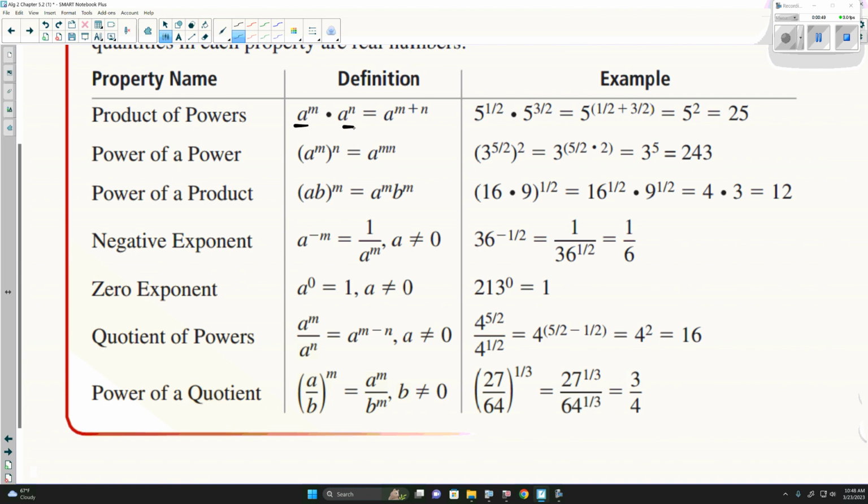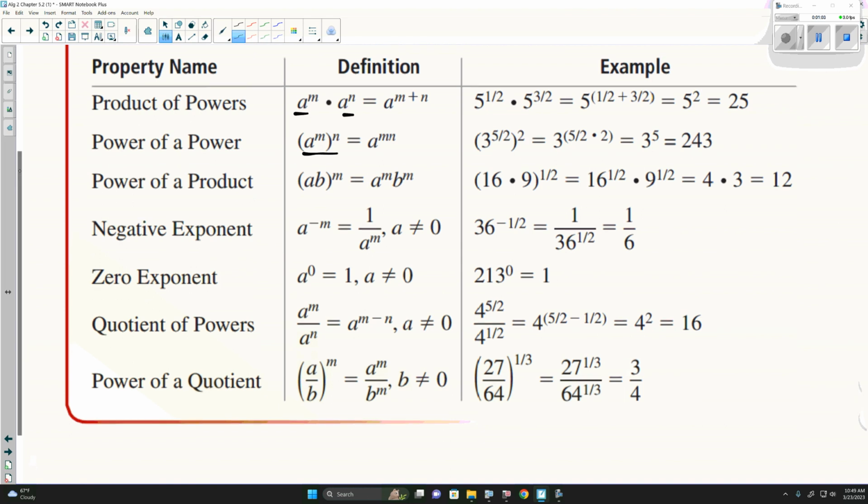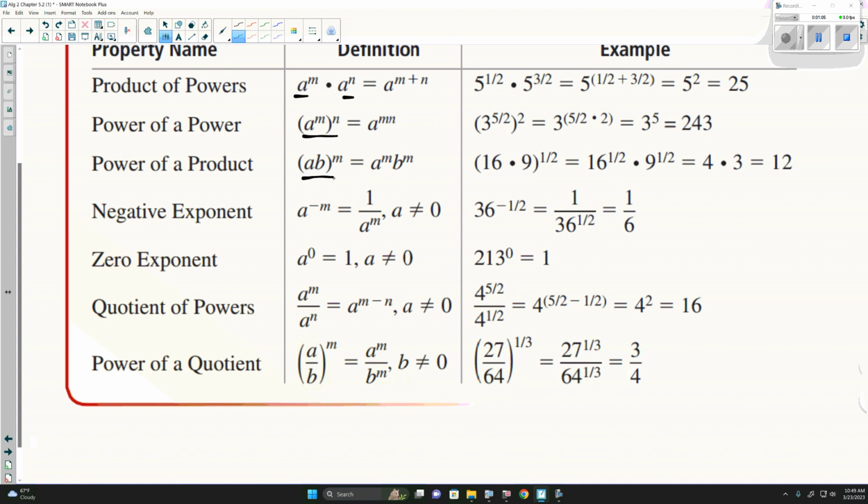Power of a power, a to the m to the n. When we have a power to a power, we multiply the exponents. So we have a to the m times n. When we have power of a product, we have two things multiplied together to an exponent. We apply that exponent to both bases. Negative exponents, a to the negative m. To make the exponent positive, we move it from the numerator to the denominator or from the denominator to the numerator.